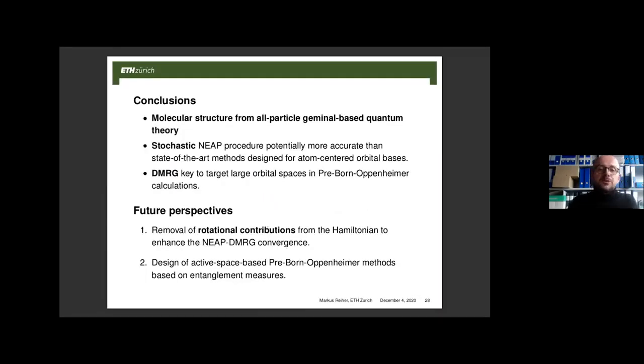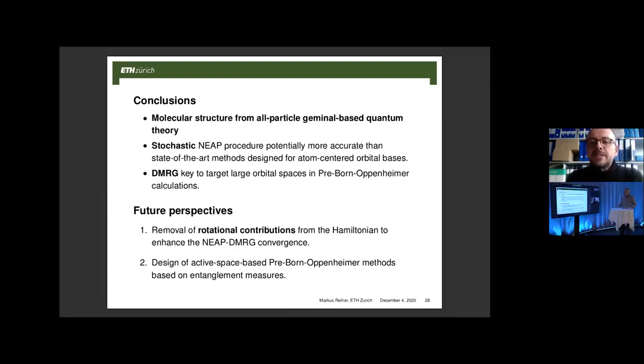This brings me to my conclusions. So I have introduced you to our work on a molecular structure theory from an all-particle geminal-based quantum theory to be applied in a non-relativistic and relativistic context. We have used stochastic optimizations and later generalized those to have a wave function that is orbital-based for all the particles in the system, which we then combined with DMRG to increase the variational space and hence lower the energies.